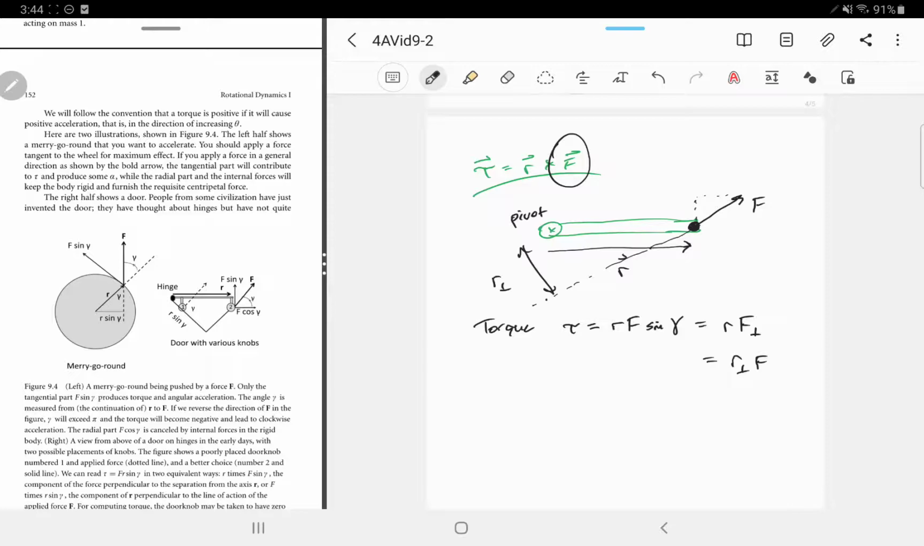So different torques. On the door, there could be a bunch of forces pulling it different ways. Some torques are out of the page. Those torques which tend to rotate the door counterclockwise are torques that are out of the page. Those that tend to rotate the door clockwise would be torques that are into the page, using the right-hand rule.